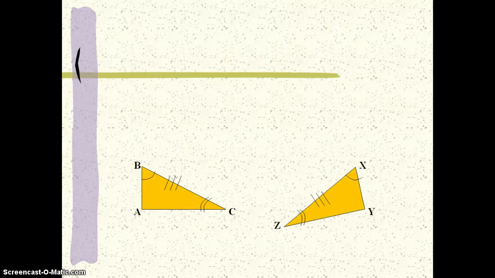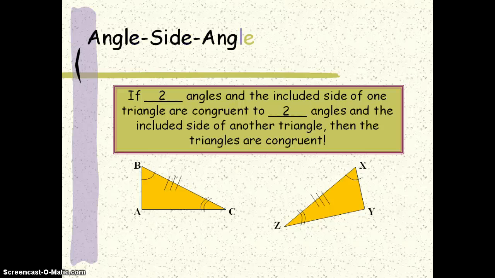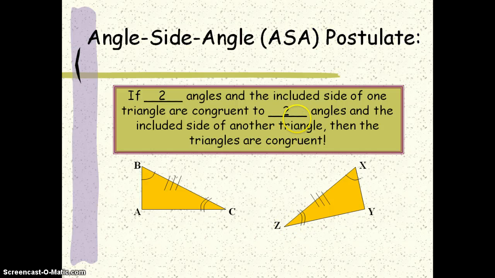So let's start learning about theorems that we can use to prove the triangles are congruent. Over here in triangle BAC, we have angle B is congruent to angle X, BC is congruent to XZ, and C is congruent to Z. If two angles and the included side of one triangle are congruent to two angles and the included side of another triangle, then the triangles are congruent. This is using the angle-side-angle postulate. We are going to abbreviate it as ASA. So BC and XZ are the included sides that they're talking about in this definition.